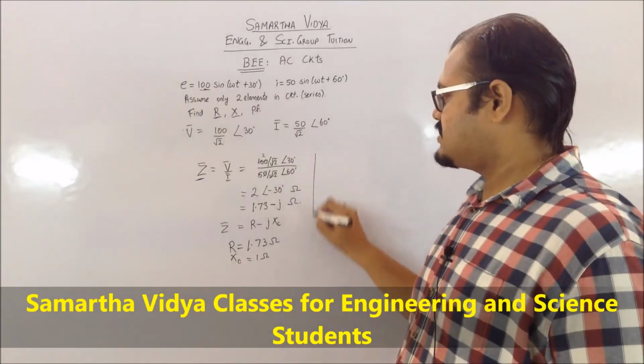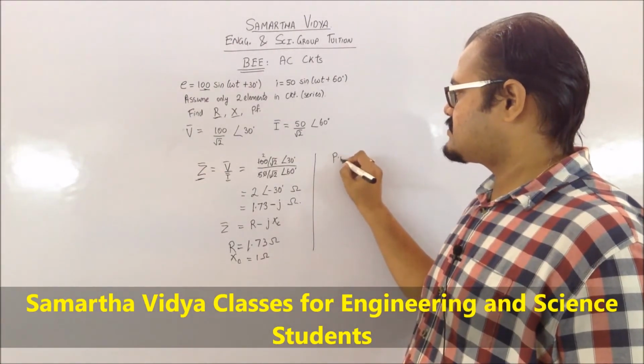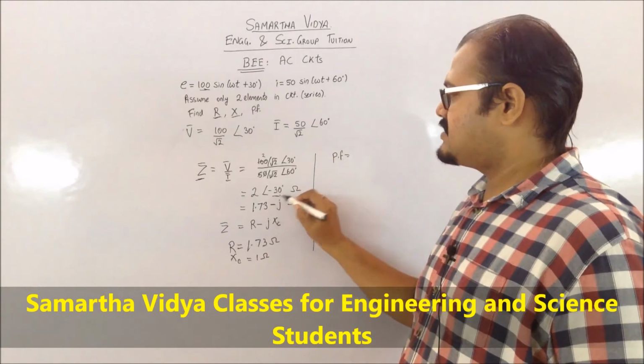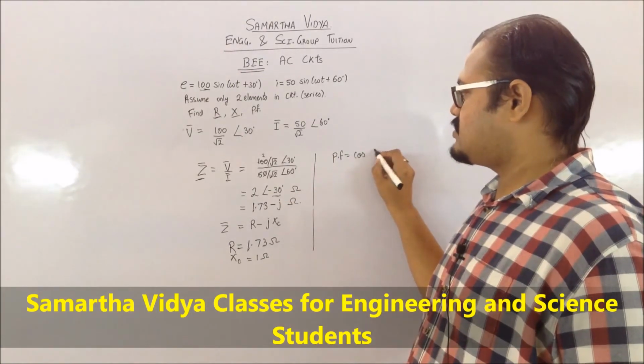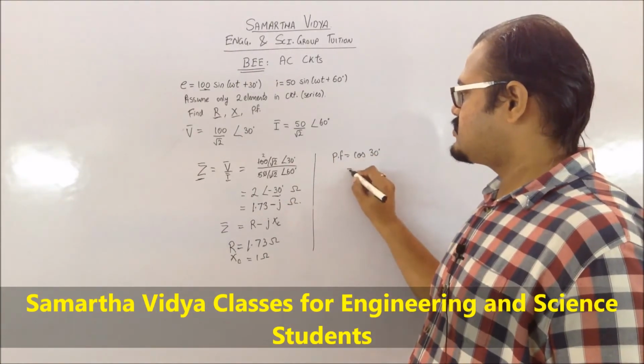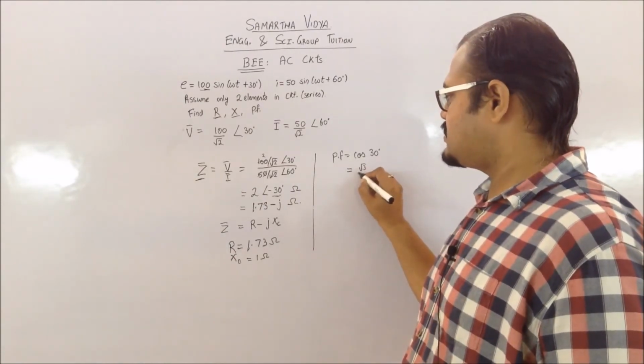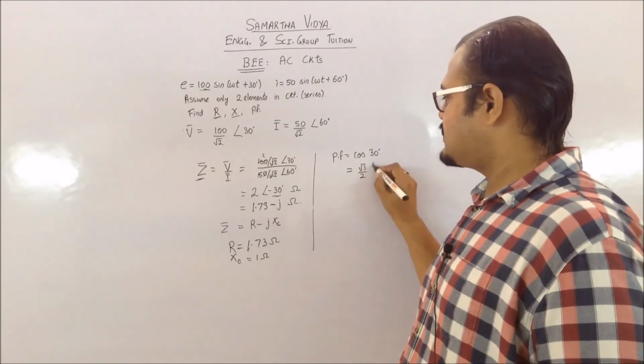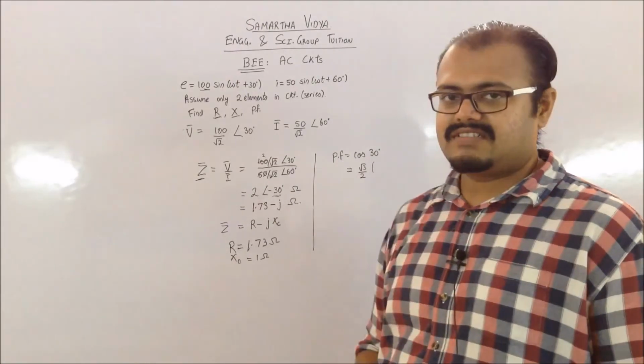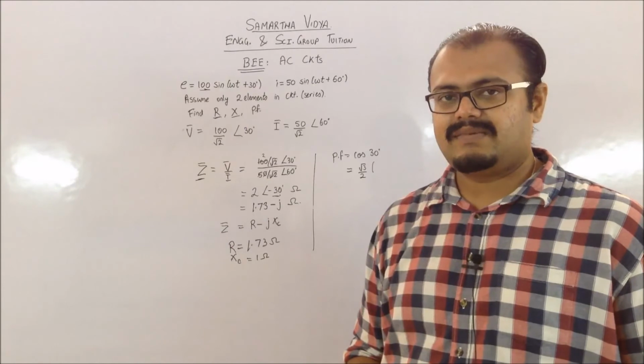So the power factor in this case is given by the angle which is present over here, so that's cos of 30 degrees, which will be equal to root 3 by 2. Now since we have a capacitance which is present, your power factor will be leading.